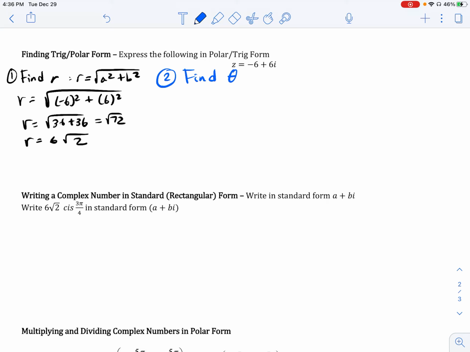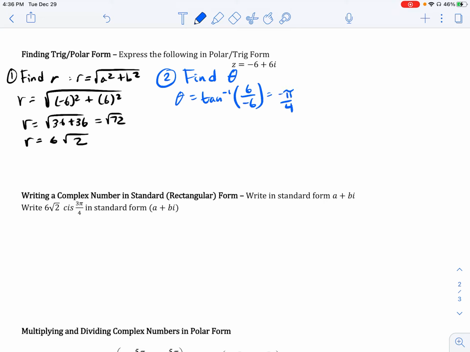So we would say theta is going to be equal to the arctangent of our vertical over our horizontal, or in this case, 6 over -6. So the arctangent of -1 would give us negative pi over 4. And you can also say this in degrees, but typically with trig form, we usually work with radians, and it's actually going to make our lives a lot easier when we start doing more operations with trig form. So try to write this in radians. So this is going to give us negative pi over 4.